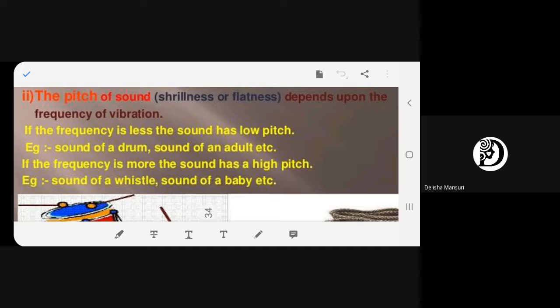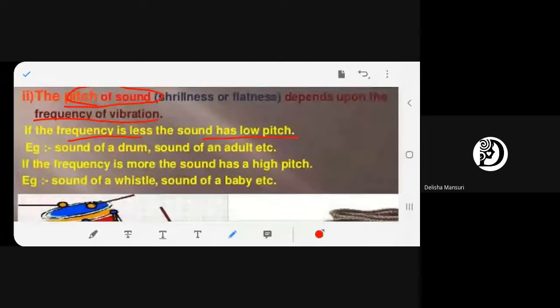Understood? What we had learned earlier in the first point, the loudness of sound, depends on the amplitude. Now we are going to work on the pitch of sound, which depends on the frequency. Now you understood? Yes, ma'am. Okay. So this is the pitch of sound, which depends on the frequency of vibration. Frequency less, sound low pitch. For example, drum, adult. Frequency is more, sound high pitch. For example, whistle. Now you can understand. So high pitch means shrill it is.